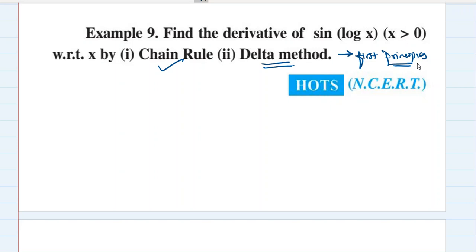Okay, and if you want I can share the solution with you after you solve it. So yes, that brings us to the end of this part.